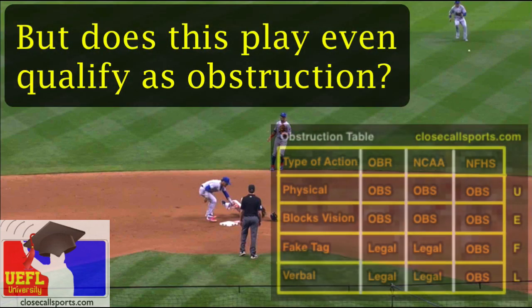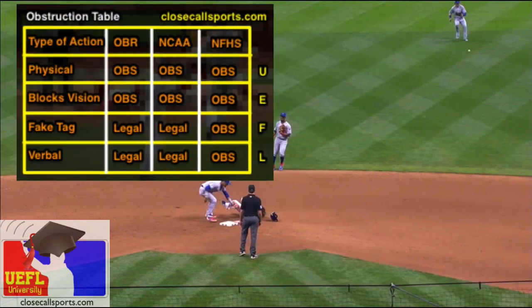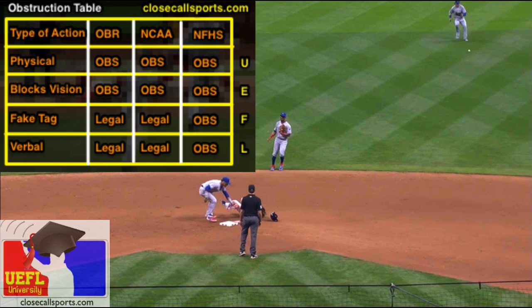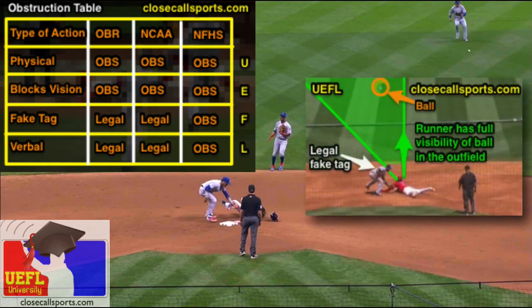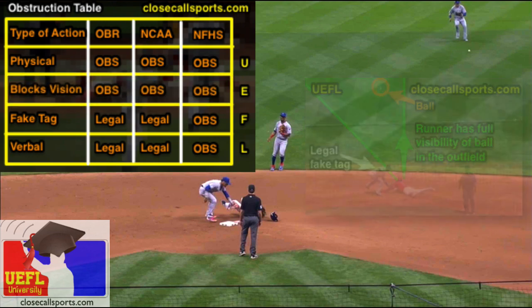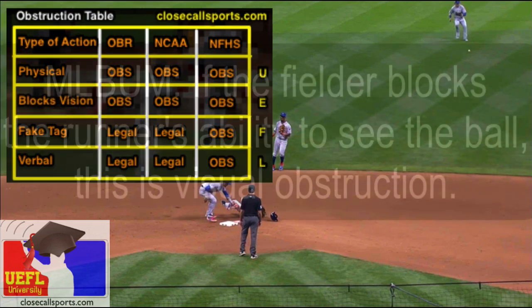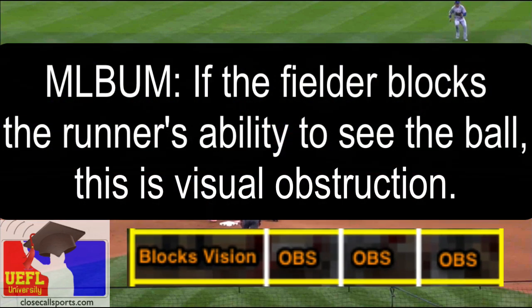What would be illegal, what would make this obstruction? Because fake tag is legal in professional baseball, not in high school, but in pro ball it is. What's illegal in pro ball, as well as high school, as well as college, is to intentionally block the vision of the runner so that he cannot see the ball. So as long as he's allowed to see, we're good. But as soon as he blocks the vision, we're in trouble. Actually, we did a video on this last year.